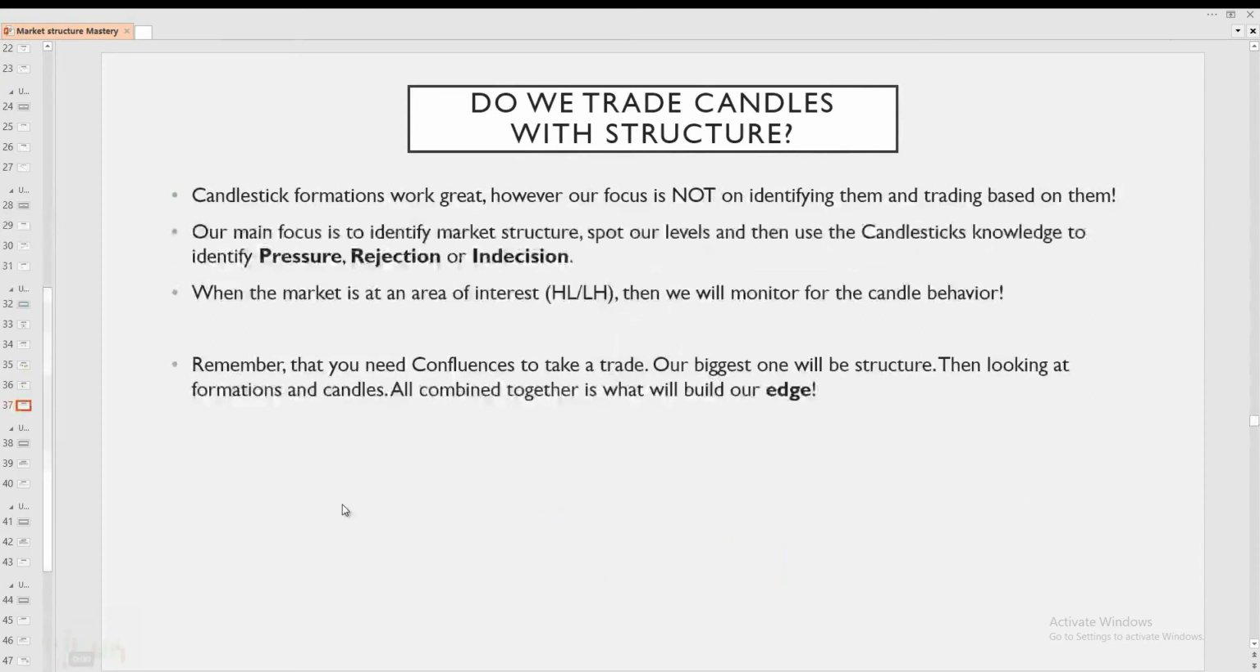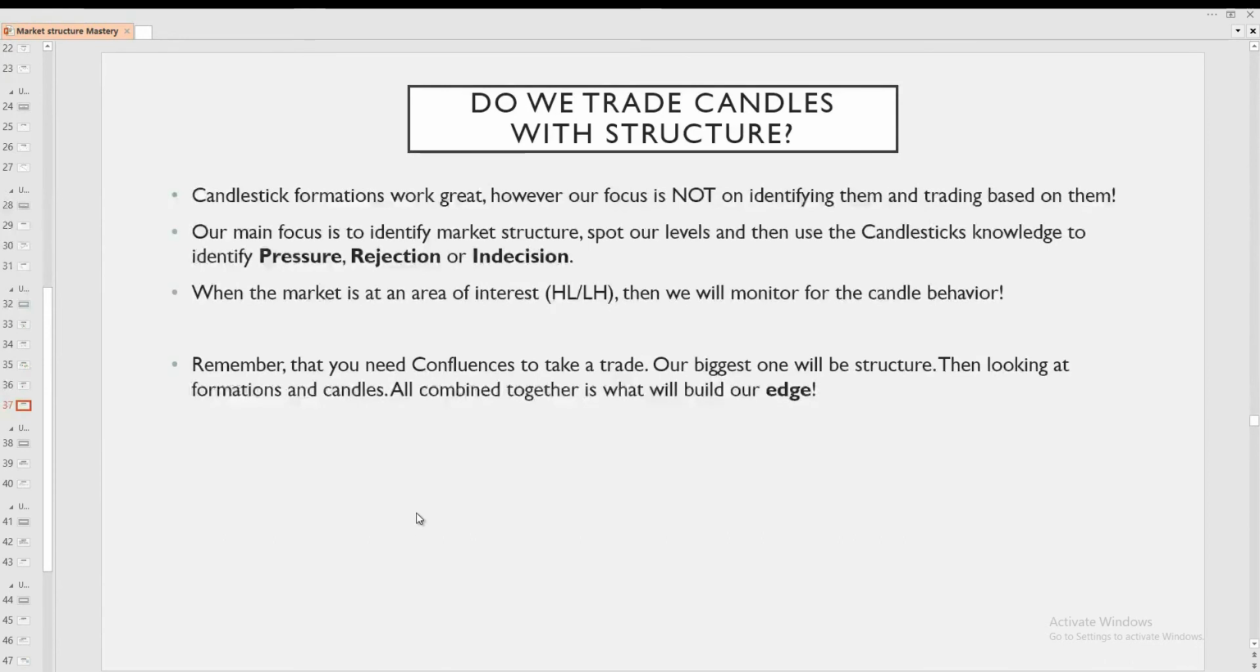And finally, candlestick formations work great. However, our focus is not on identifying them and trading based on them. It's really great that you know all the candlestick formations, because this is additional knowledge that adds up to your trading. It adds value to your trading. So again, I am not telling you don't learn all the candlestick formations. I'm just telling you that you don't need them for sure.